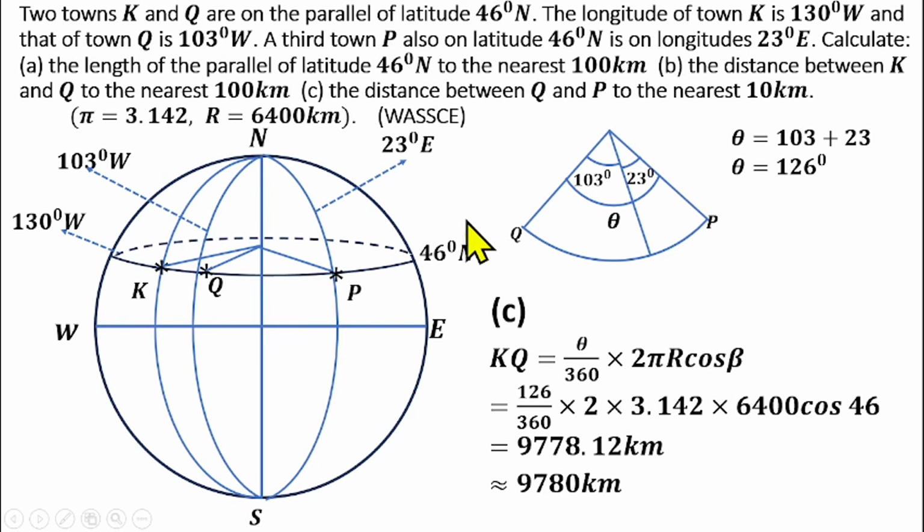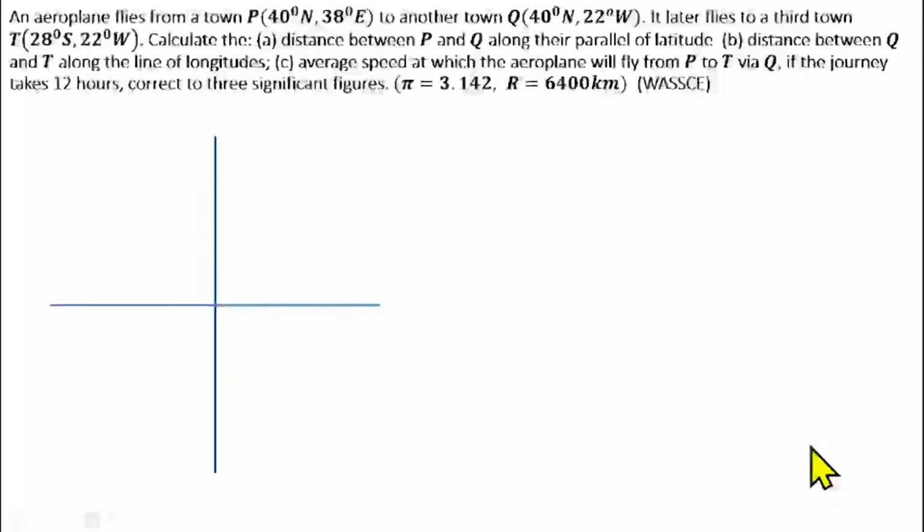So that's a full WAEC past question also that we have been able to solve together, which I believe you understand. Let's see more questions also in this. An airplane flies from a town P to Q.